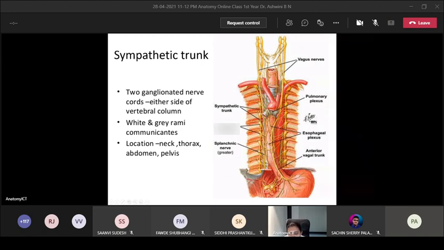The sympathetic trunk is present on either side of the vertebral column. It is ganglionated because we have the ganglia. Then we have two rami communicants, which are the white and grey rami communicants. The sympathetic trunk extends from the neck to the thorax, abdomen and the pelvis. In the pelvis, the two trunks join and form a single ganglion called the ganglion impar.